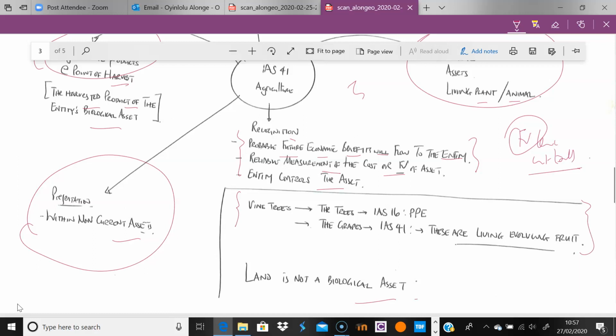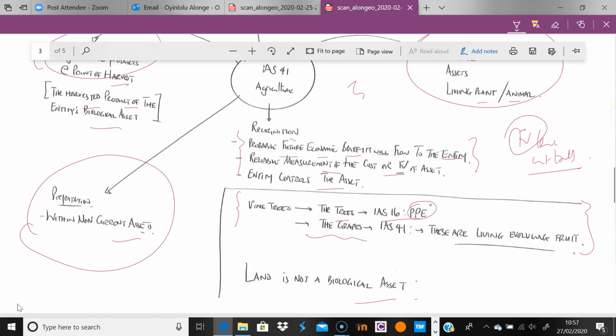Vine trees. So, for example, you have these trees that are there for, as you can imagine, the longer the better. You almost need the trees there for as many years as possible, right? Because that's what makes them assets. People are interested in the wine that's coming out of trees that have been around for a long time. So we recognize the trees themselves under IAS 16 as property, plant, and equipment.